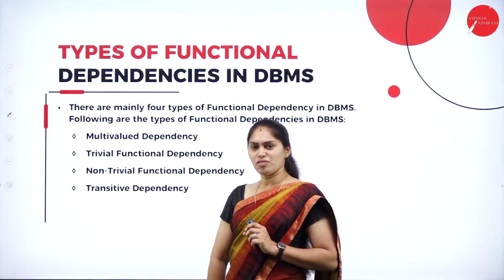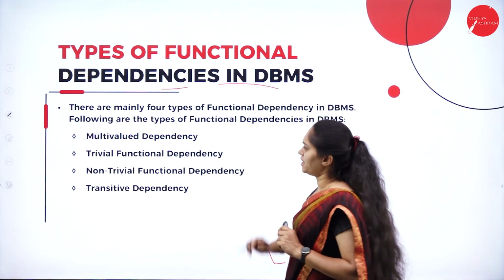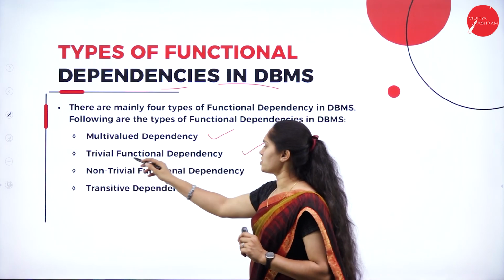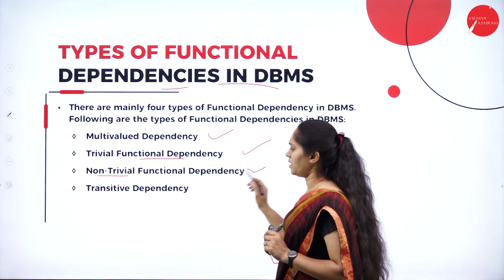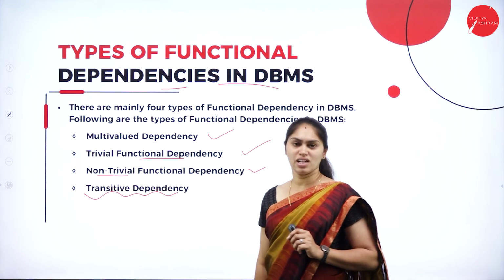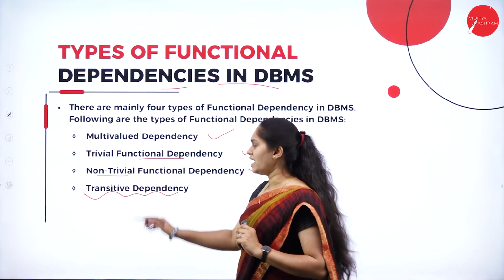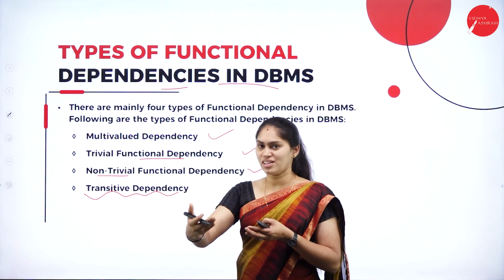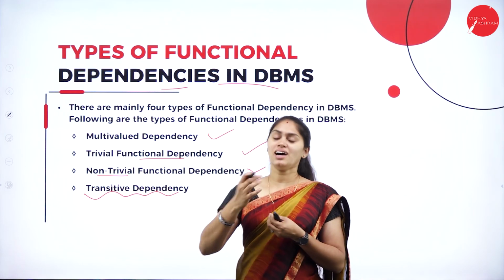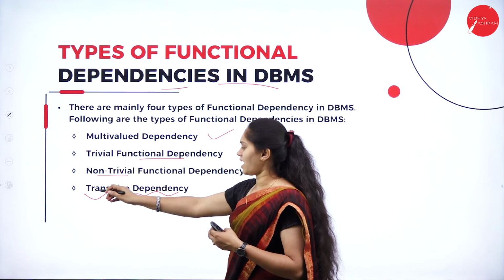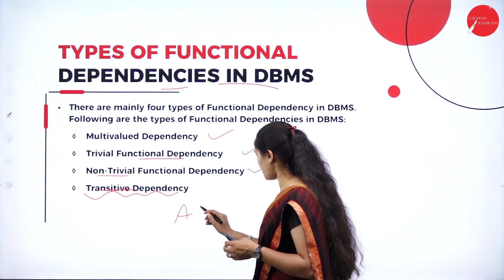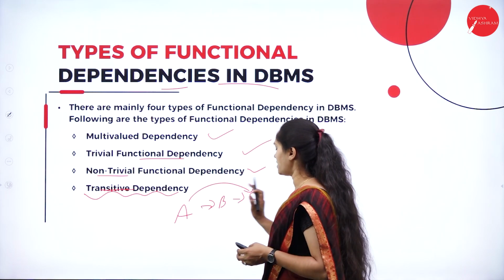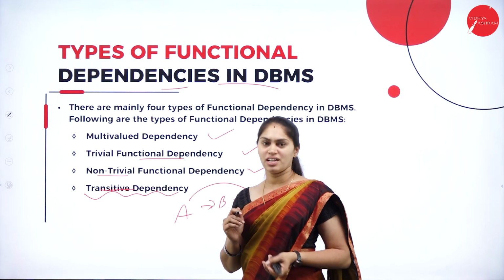Next, what are the different types we have in functional dependency? It includes multi-valued dependency, trivial functional dependency, non-trivial functional dependency, and also transitive dependency. Transitive dependency in the sense what? If you are asking money from your mother, your mother should give, and should not ask your father. That means indirectly you are asking the money from your father. That is transitive dependency. So A depends on B and B depends on C, so A somehow depends on C. That is transitive dependency here.